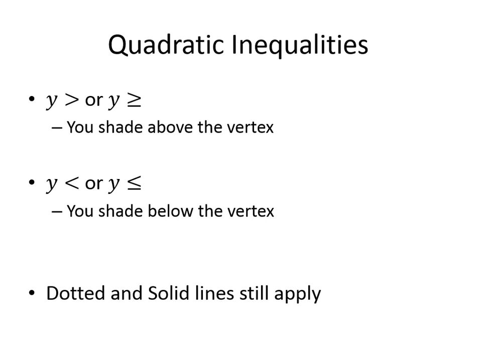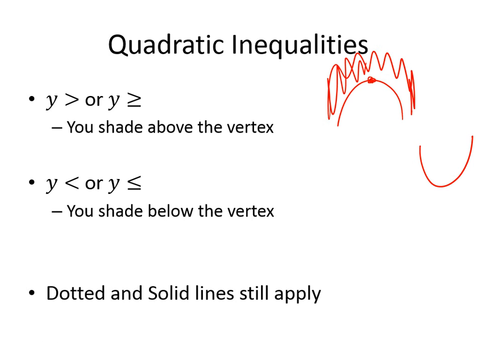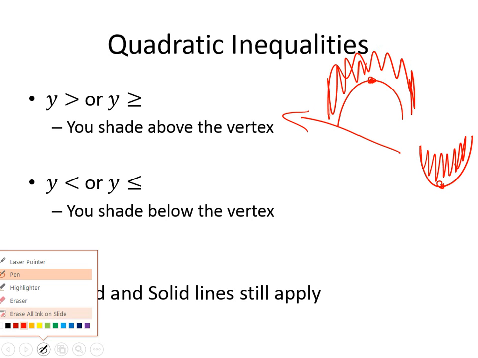You're either shading above or below based on the vertex. If y is greater than your function, you're always going to shade above where the vertex is. So if you're opening down, you're going to be shading everything above this, so everything on the outside of the parabola. If you're opening up, you're going to be shading everything inside of it. Okay, so that's for the first one. For the second one, you're shading everything below the parabola.